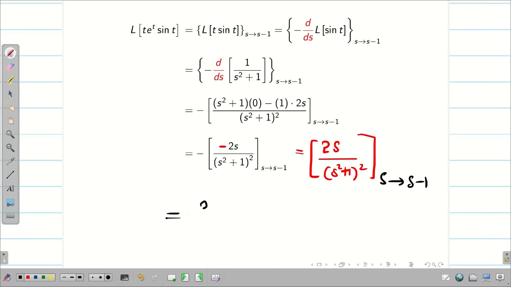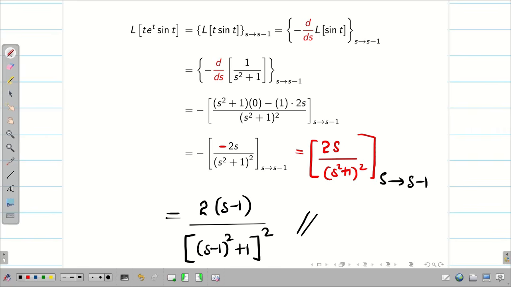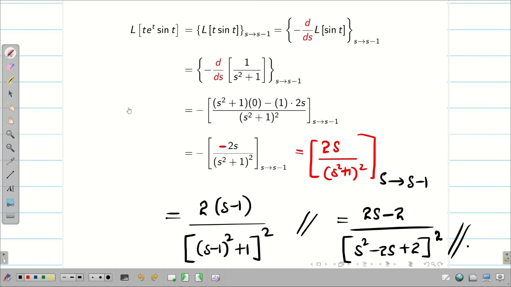Replacing this, we get 2 times s minus 1 in the numerator. In the denominator, s minus 1 whole square plus 1 whole square. So we don't want to simplify further. We can stop here. Yeah, this is more than enough. Suppose you want to simplify further, you can write this as 2s minus 2 in the denominator, s square minus 2s, we will get plus 1. Already there is 1, so 1 plus 1, 2. This is my final answer.